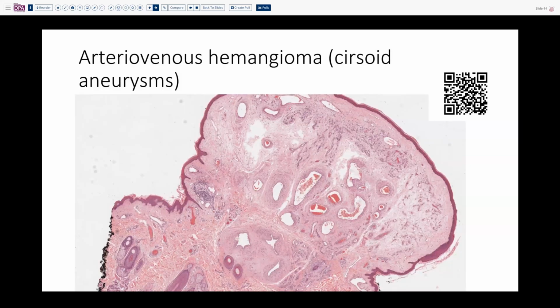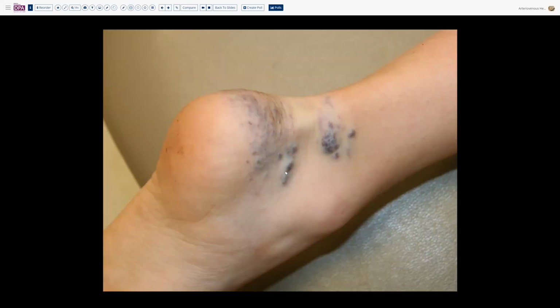All right. Well, arteriovenous hemangiomas are so-called cirsoid aneurysms. These occur in somewhat different age populations, but usually middle-aged adults. And they're small, very superficial papules that have not really an arteriole, but they do have thick-walled vessels. So we'll look at the digital slide and let you see some of the thicker walled vessels that are included in this. This is kind of what they can look like. Although this is a very atypical site, they're usually head and neck.